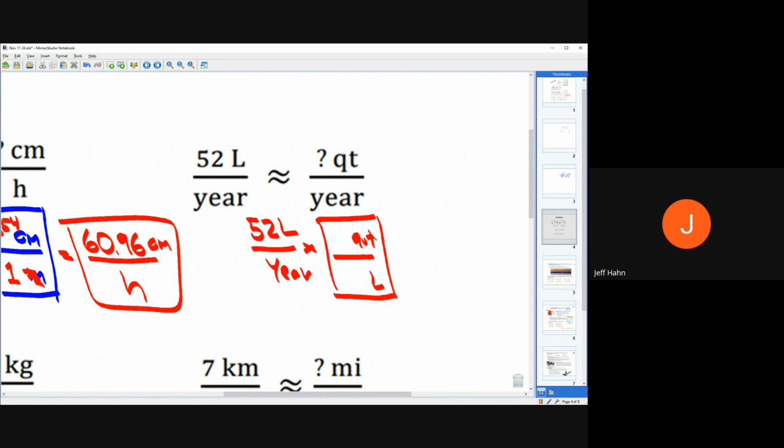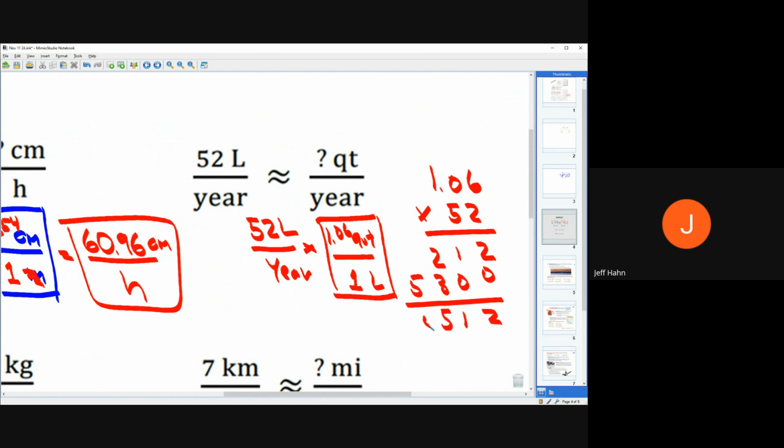And then there, we want to use the one that has 1 liter equals how many quarts? McKenna says, 1 liter equals 1.06. Why do I have to keep doing that hard multiplication? 1.06 times 52, it's too hard. It's not too hard. Where's my decimal going to go in there? Between the 5 and the 1.